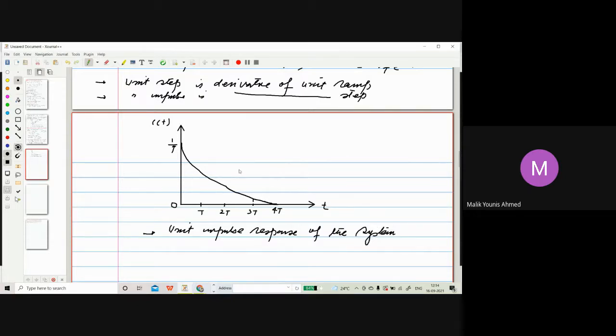Okay, so this value is c of t, 1 by T e to the power of minus t by T. So you can substitute the different values and you can get this curve. I'm highlighting this curve here.